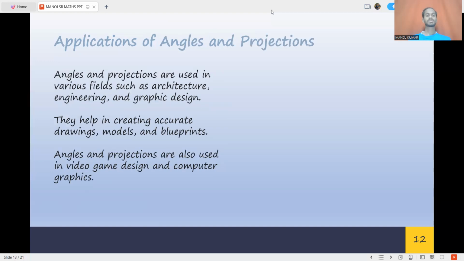Applications of angles and projection. Angles and projection are used in various fields, such as architecture, engineering, and graphic design. They help in creating accurate drawings, models, and blueprints. Angles and projections are also used in video game design and computer graphics.